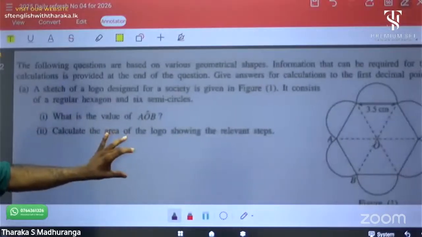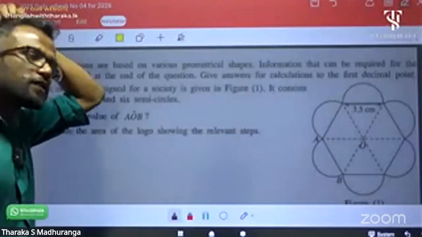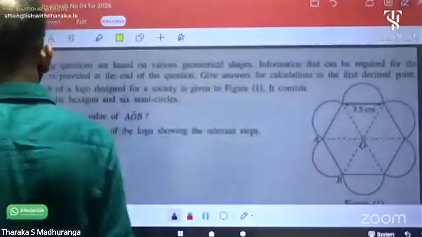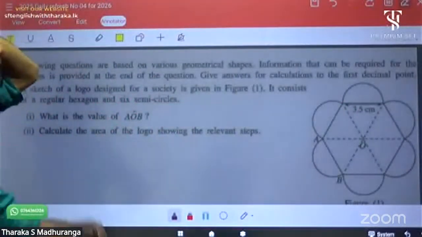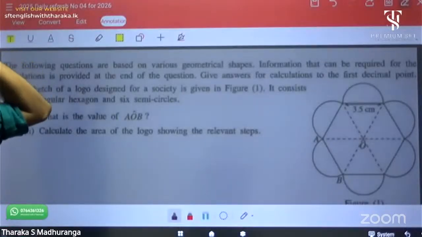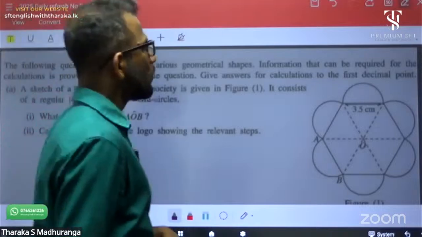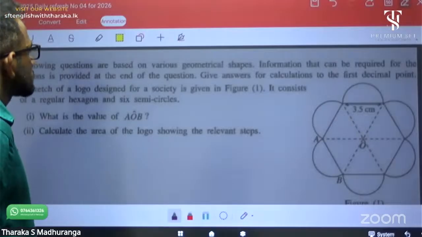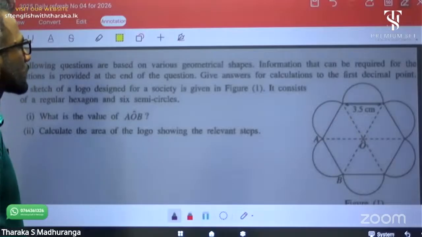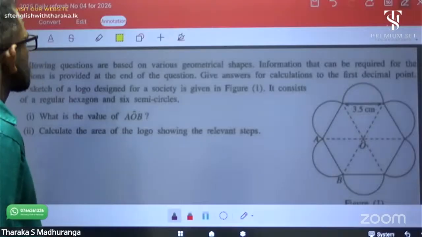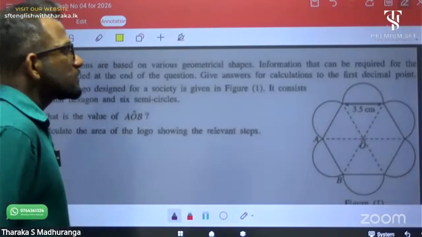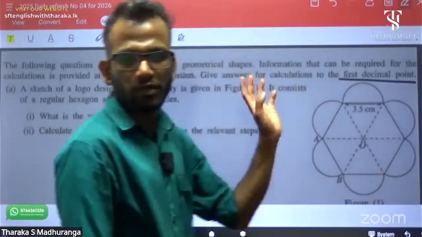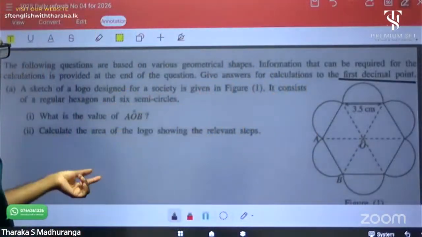Next, this is 2016. In the first part, we discussed the 2015 area and volume question. Now this is the 2016 question. The following questions are based on various geometric shapes. Information required for the calculation is provided at the end of the question. Give answers for the calculation to the first decimal point. You can round off to the first decimal point.